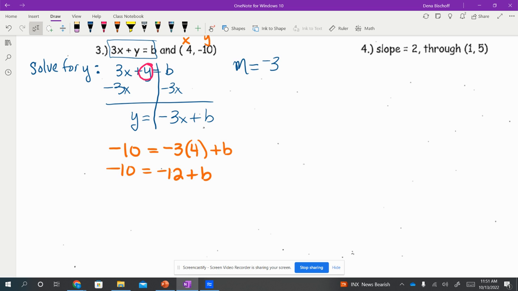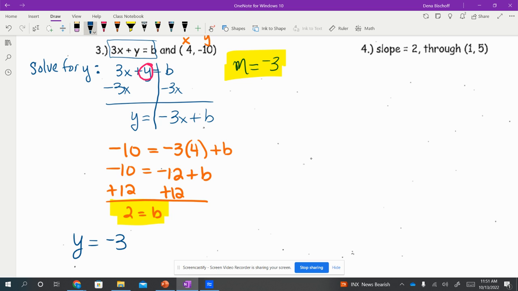I'm trying to solve for b. What do I do to get it? Add 12. So 2 equals b. So can I write an equation? Because I know what my slope is and I know what my y-intercept is. What is it, Dakota? Y equals -3x plus 2. Perfect. Y equals -3x plus 2. Good job.